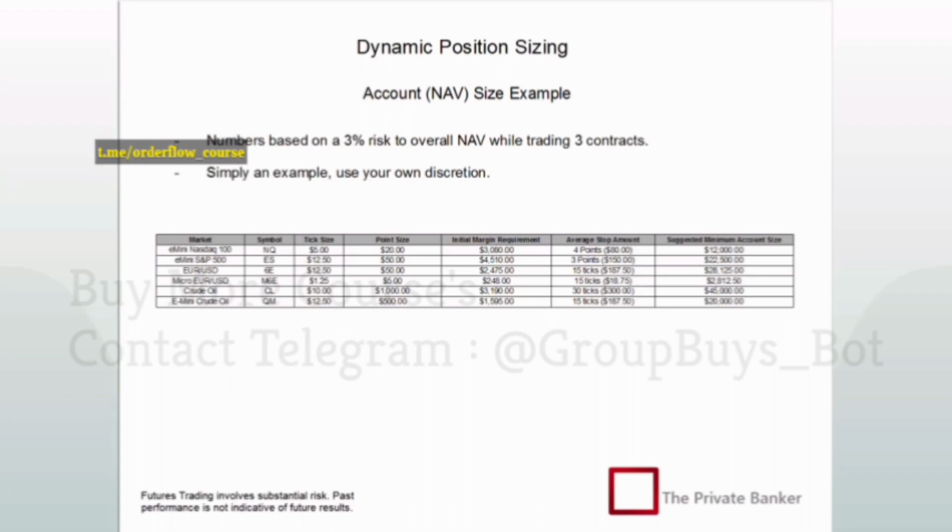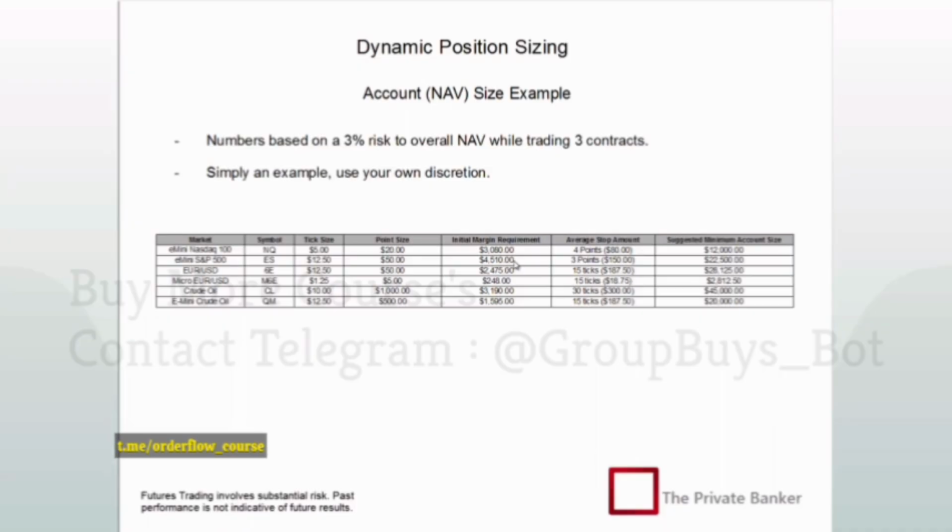It's more based on averages. So if we look here first, let's just start at the top with the NASDAQ. 4 points average risk. I don't know if that's really accurate. That's a pretty tight stop there, but based on that amount, you'd need to have at least $12,000 in your account to be trading 3 contracts there. With the S&P E-mini, 3 points average risk comes out to about $150 a contract. You should have roughly $22,500 in your account there. Again, these are just round numbers based upon a 3% number.